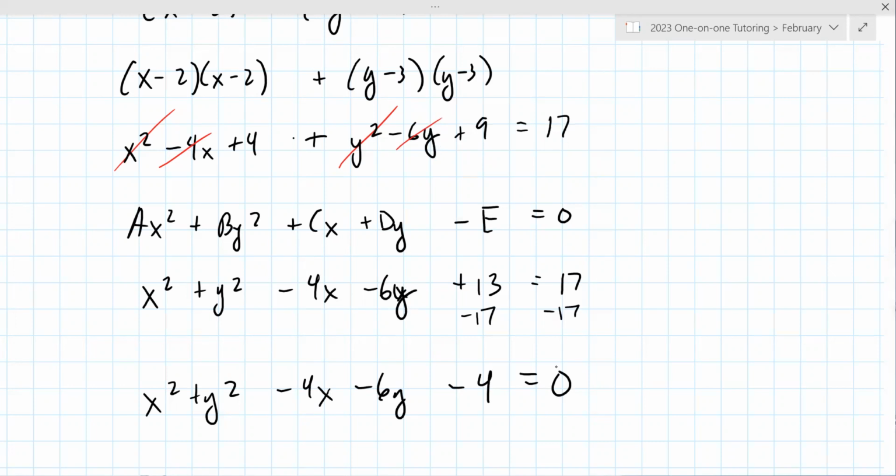Why do you subtract the 17? Remember, we're starting from this line and just rearranging. It just wants 0 on the right hand side. Okay.